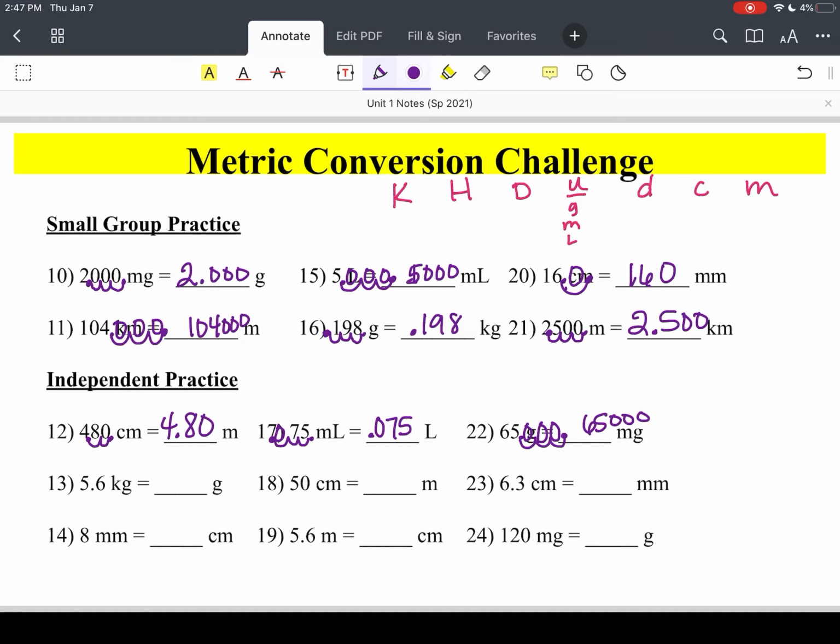Kilograms to grams. 1, 2, 3. 1, 2, 3. Same direction. I went to the right. In this case, the decimal was in the middle of my number. It was right here. I don't have to draw anything. I don't have to put anything at the end. I'm going to start where that decimal is. And then I just went 3 spaces. 1, 2, 3. So my new number is 5,600.